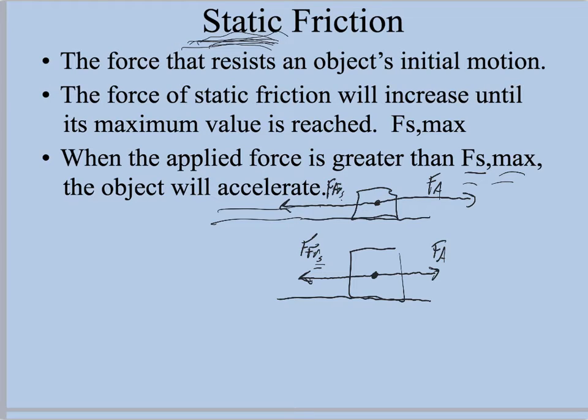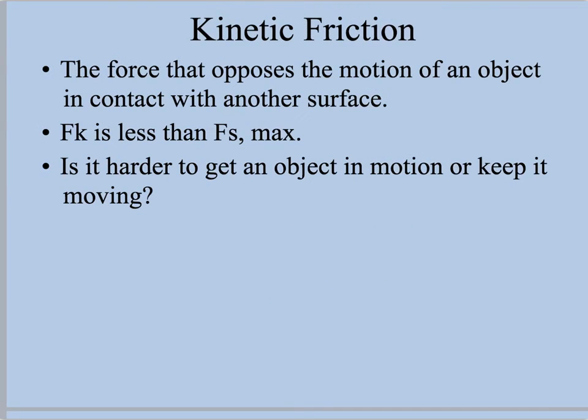So this static friction can adjust all the way up until what we call static friction max. Once you surpass that, you cause the object to move, and it turns into a different type of friction, which we call kinetic friction. So kinetic friction is still friction force when the object is in motion. Notice here that friction kinetic, that should be a subscript, is less than friction static, always.